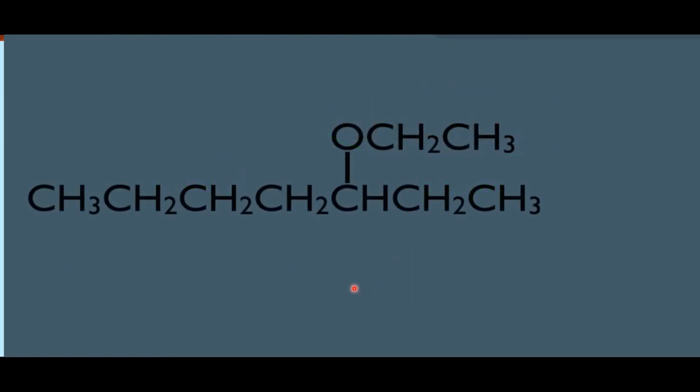Let's take another example. You have to name the following molecule. We can see there are 2 alkyl groups on the 2 opposite sides of the oxygen atom. In the first step, you have to select the longest chain. So this is the longest chain of the 2 alkyl groups present on either side. It contains 7 carbon atoms, so it is the derivative of heptane.